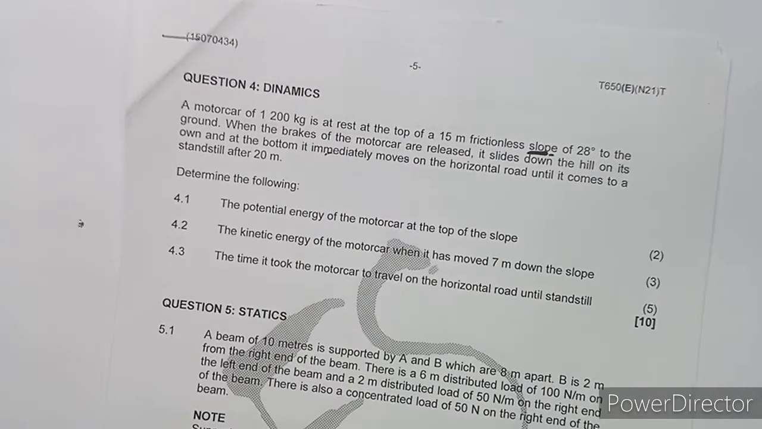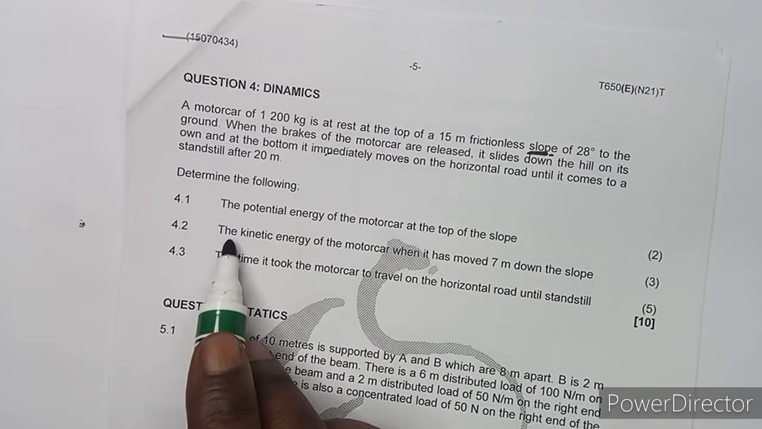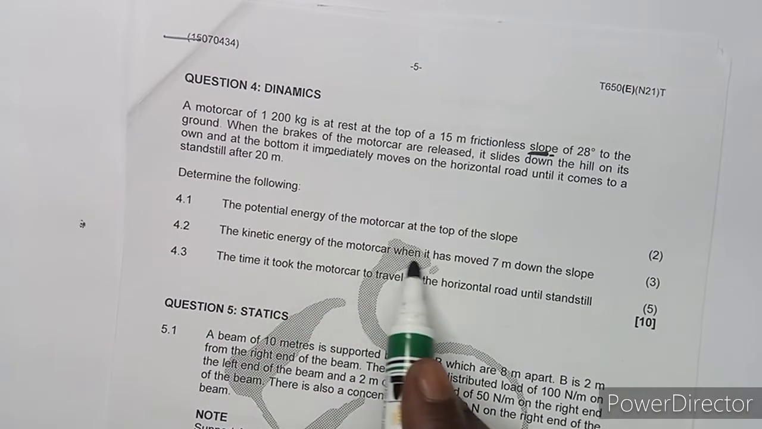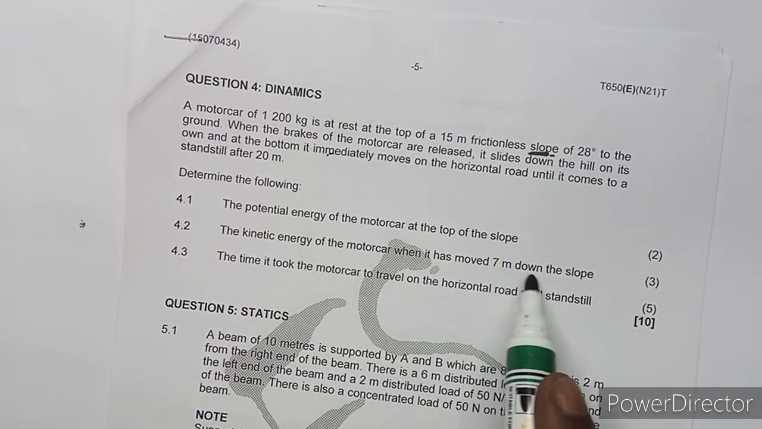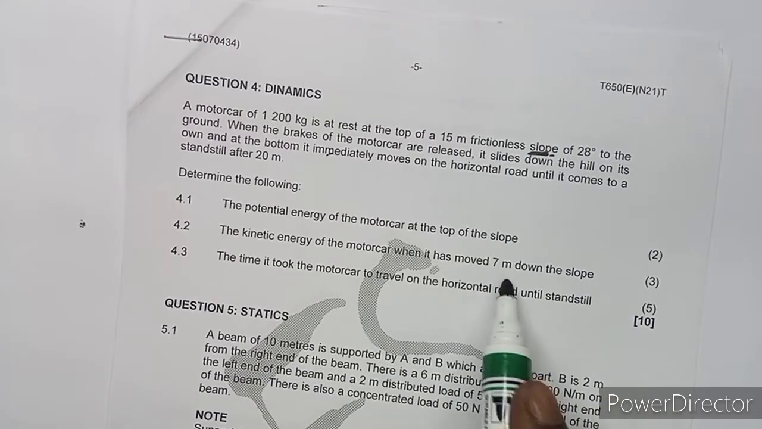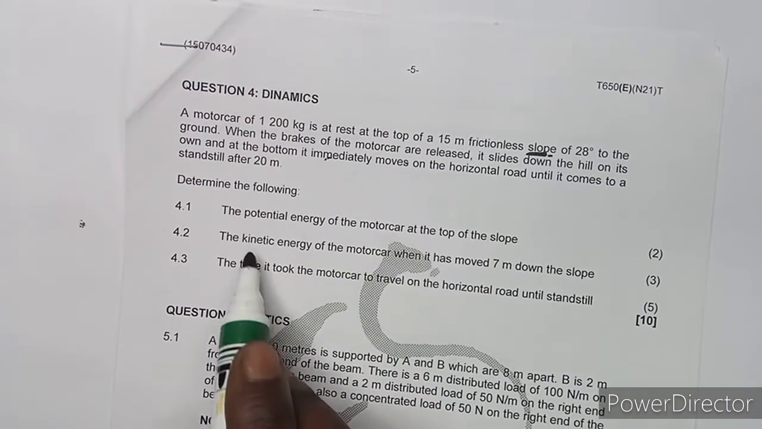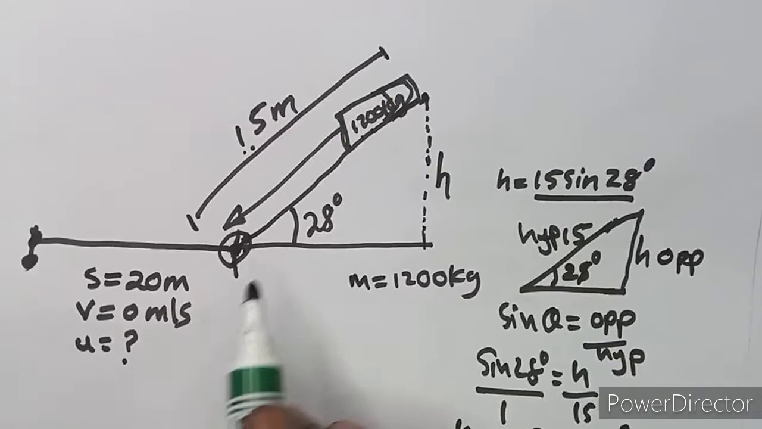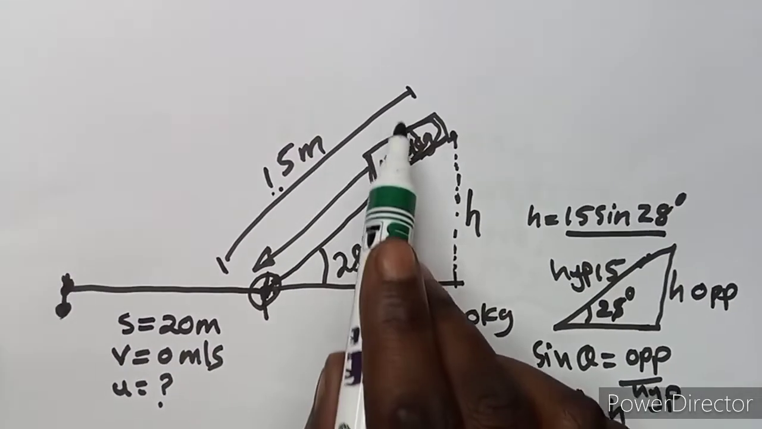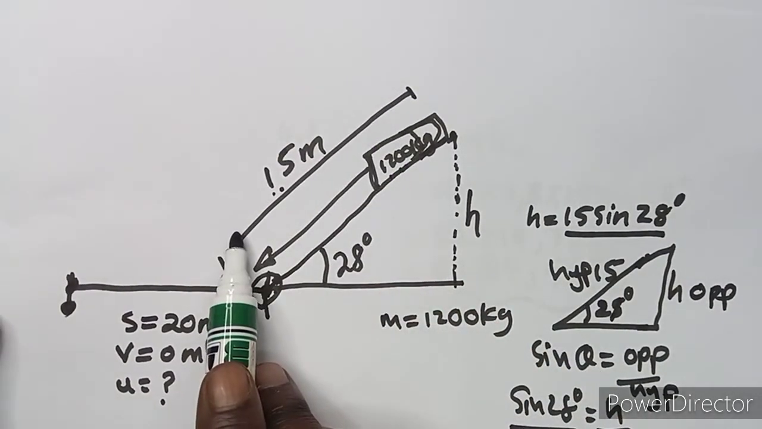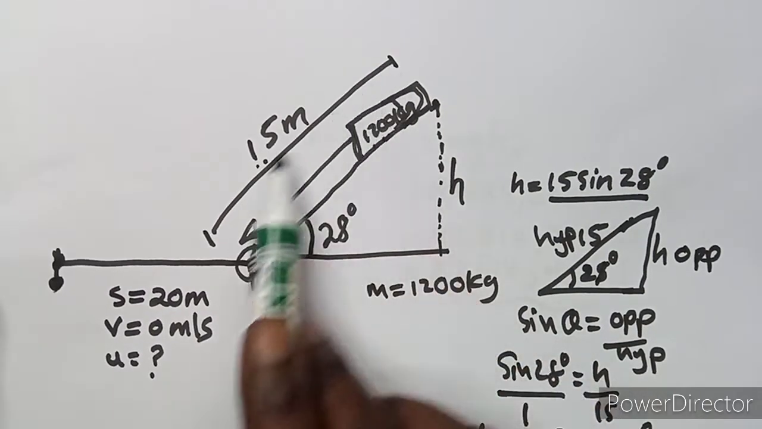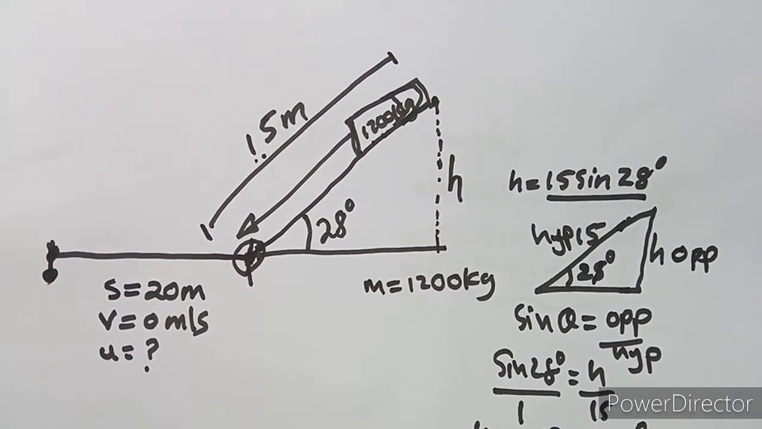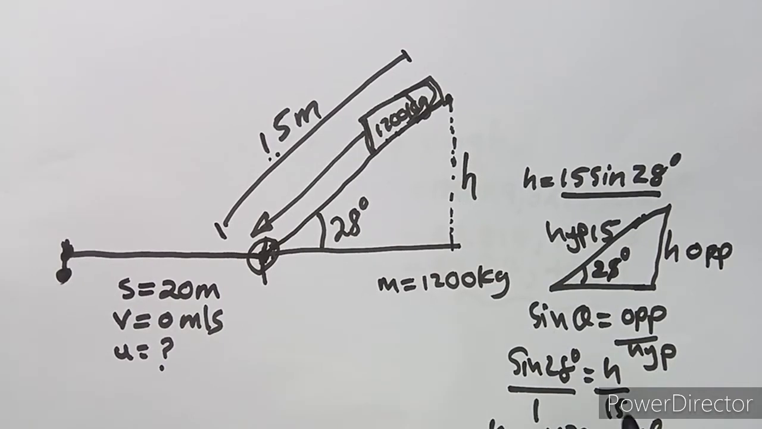Then another question on 4.2: calculate the kinetic energy of the car when it has moved 7 meters down the slope. Okay, we need the kinetic energy when it has moved 7 meters down the slope. It's like this: this is the slope, which is 15 meters, and it has moved 7 meters down the slope.